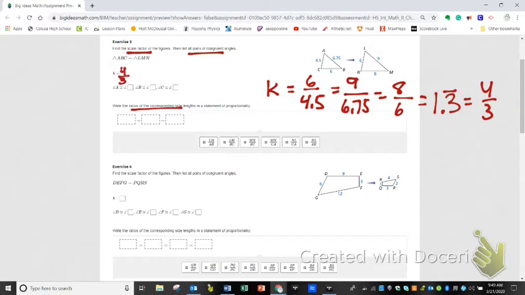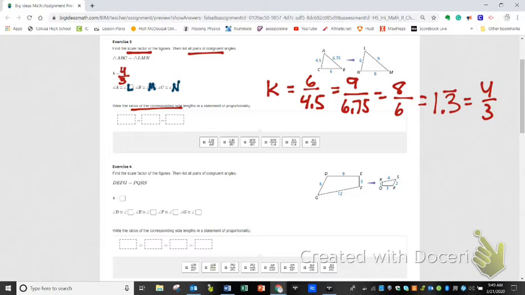The next step is to list the corresponding angles, and so angle A is congruent to angle L. Angle B is congruent to angle M, and angle C is congruent to angle N.